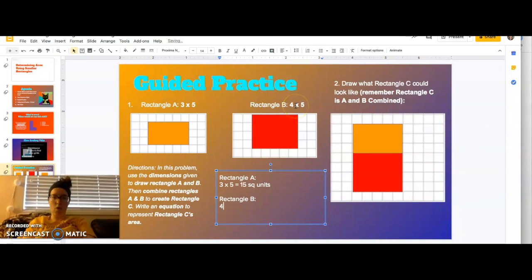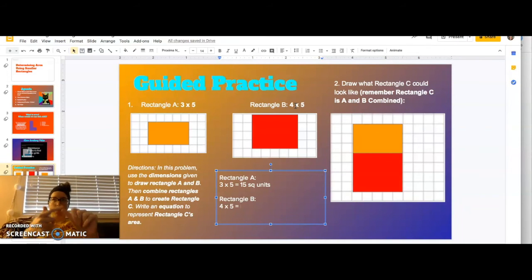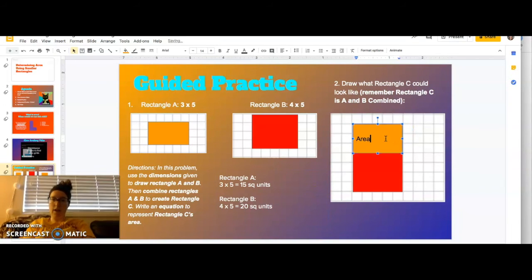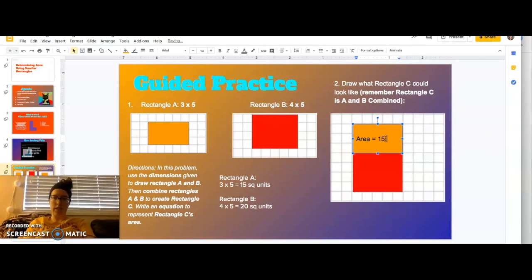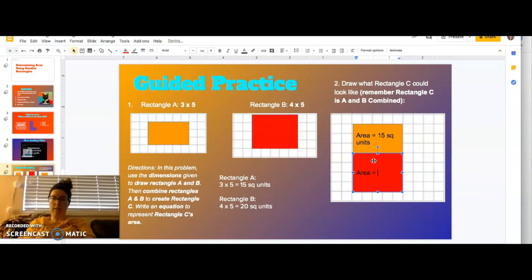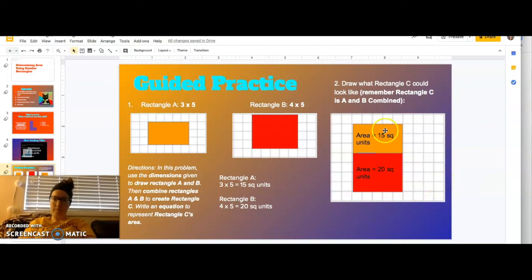Rectangle B, we said 4 for the length, 5 for the width, so 4 times 5 equals 4, 8, 12, 16, 20. 20 square units. Okay, so if the area of this is 15 square units, and if the area of this is 20 square units, what would the area of this whole shape be?